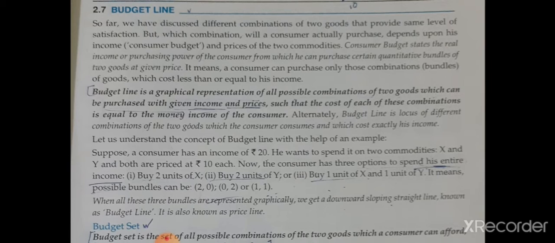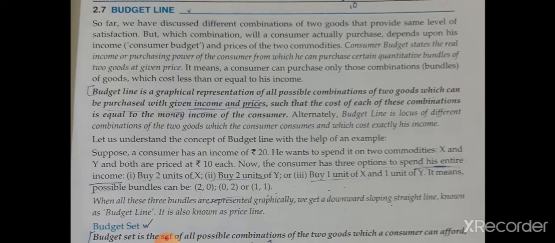The same combination of these two commodities gives the same level of satisfaction, but we don't know which combination the consumer will select. So far, we have discussed different combinations of two goods that provide the same level of satisfaction. But which combination will a consumer actually purchase? It depends upon his income, which we call consumer budget, and the prices of the two commodities.